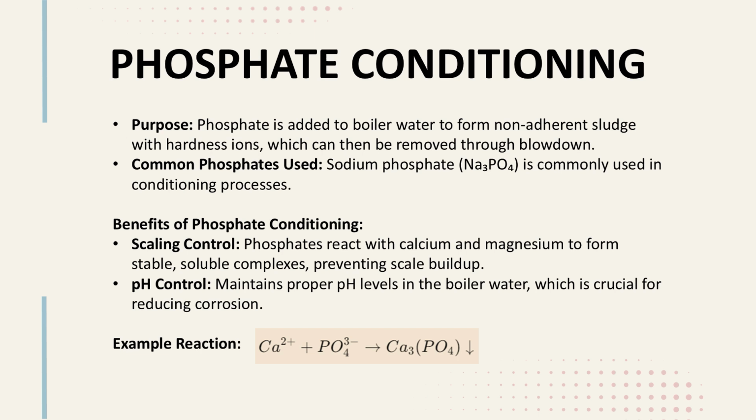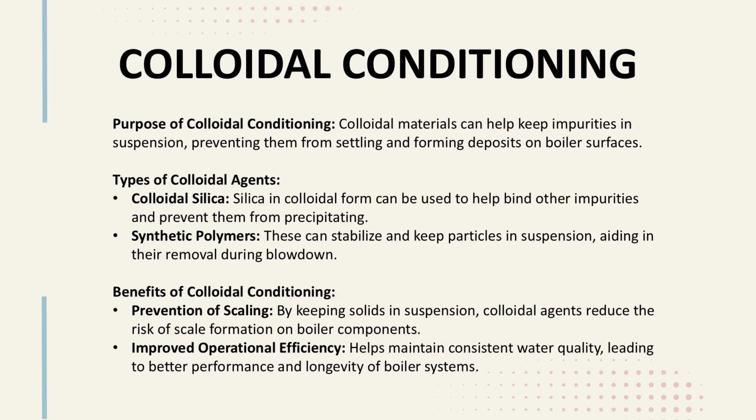pH control. Phosphate helps maintain an optimal pH range, reducing the risk of acidic or alkaline corrosion. The careful application of phosphate conditioning ensures that boiler systems remain efficient, avoiding the energy losses and maintenance costs associated with scale buildup. Next, we have colloidal conditioning, another important method for maintaining water quality in boiler systems.